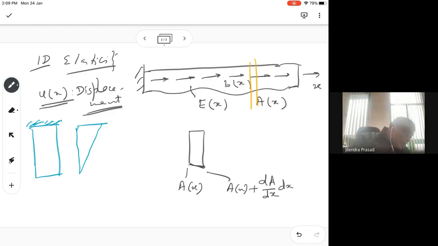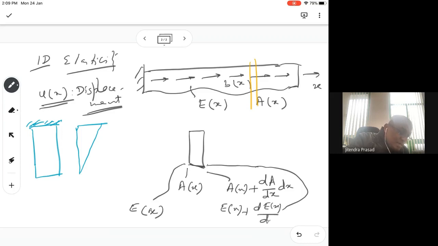So the area here will be this and this. Similarly, you can have Young's modulus as well. Here it will be Ex, and at this section it will be Ex plus dEx over dx multiplied by dx, because this is dx, right? And similarly, we can have sigma.